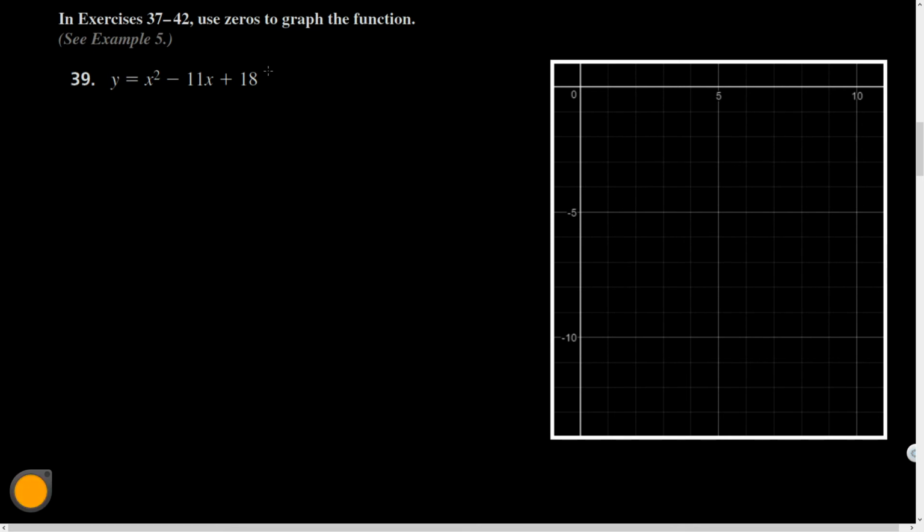All right, use the zeros to graph the function. So what that's going to mean is I'm essentially writing this in intercept form, and so I'm going to factor this, and there's no number in front besides an invisible 1 for my squared term. So let's factor: 1 and 18, 2 and 9, 3 and 6. Which of those add to be 11? That's the 2 and the 9.